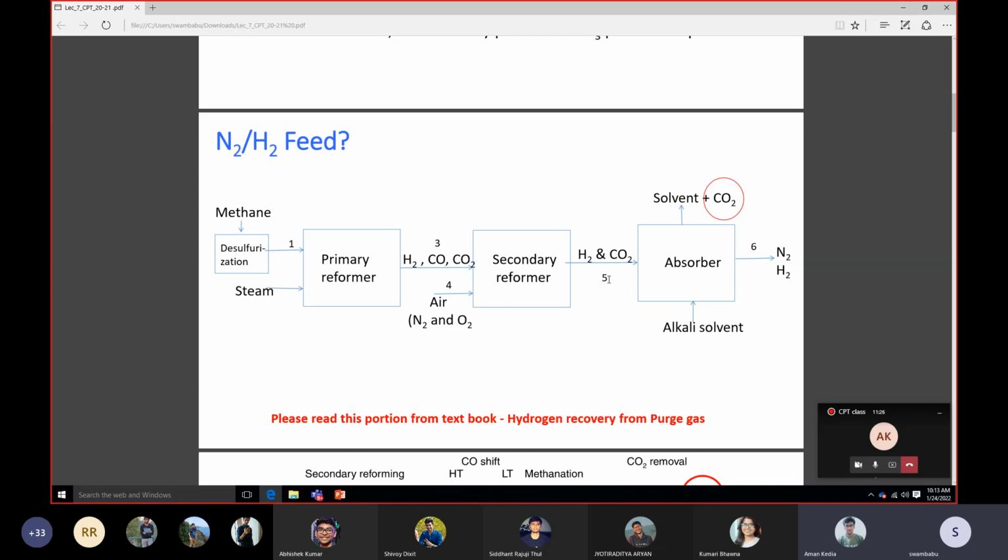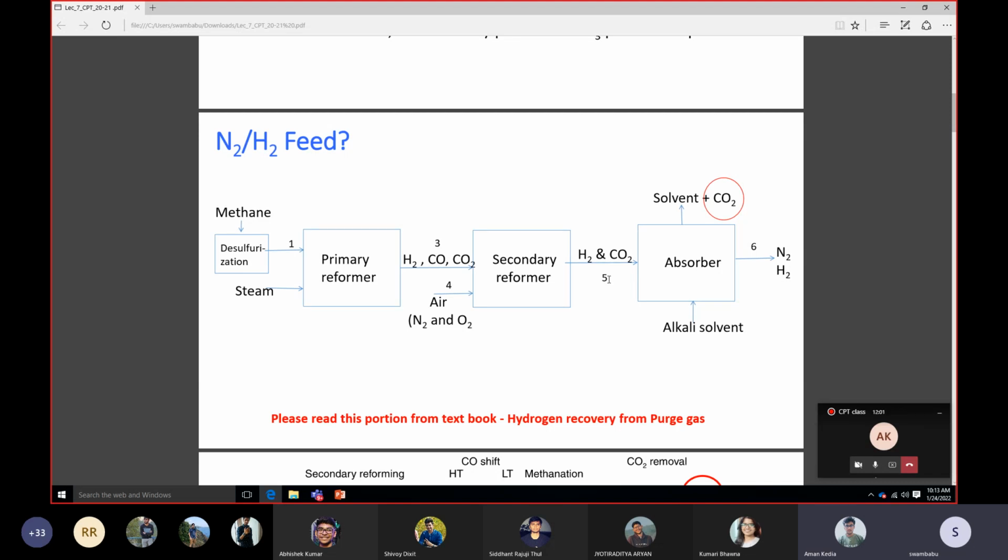In stream 6, often the nitrogen to hydrogen ratio will be 1:3, nitrogen 1 mole, hydrogen 3 moles. That way, stream 6 directly goes to the ammonia production process. Whatever CO2 is absorbed will be utilized for the urea production process.